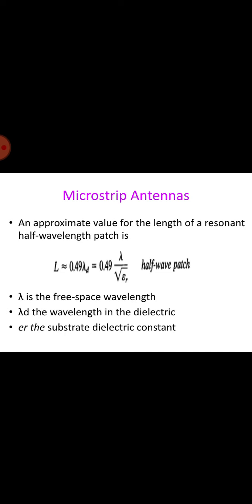So an approximate value for the length of a resonant half wavelength patch is L equals 0.49 lambda_d. That can be written as 0.49 times lambda divided by the square root of epsilon_r, where lambda is the free space wavelength, lambda_d is the wavelength in the dielectric, and epsilon_r is the substrate dielectric constant.